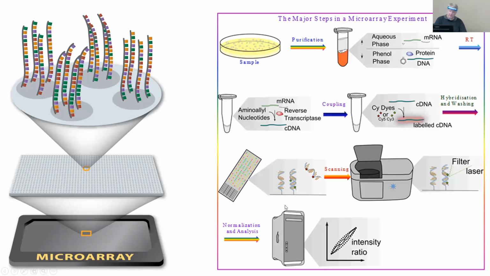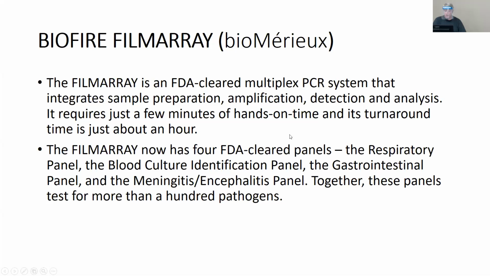This is the one I use. It's the BioFire FilmArray. FDA cleared for multiplex PCR. It has a big, big use right now. It has a respiratory panel, so we can use sputum. It has blood culture, so a positive blood culture can go into it. It has a GI panel, so for diarrhea. It also has a meningitis encephalitis panel. I never got to use that one, but I take it that cerebrospinal fluid would be used there.